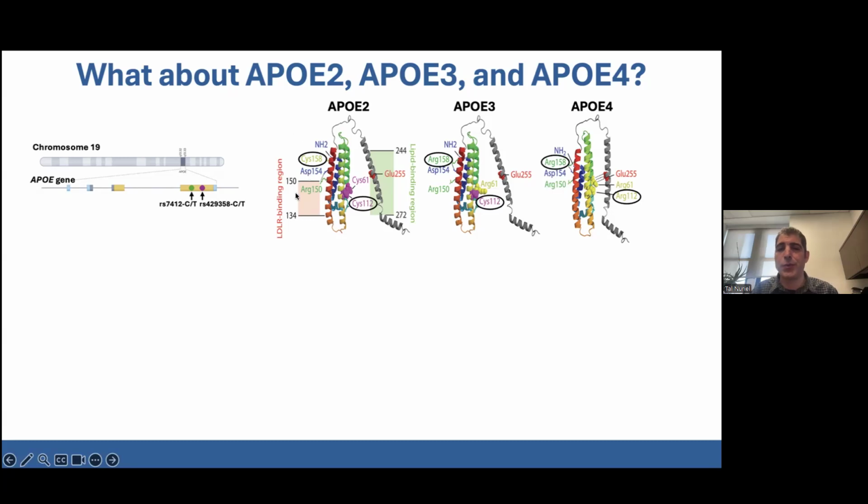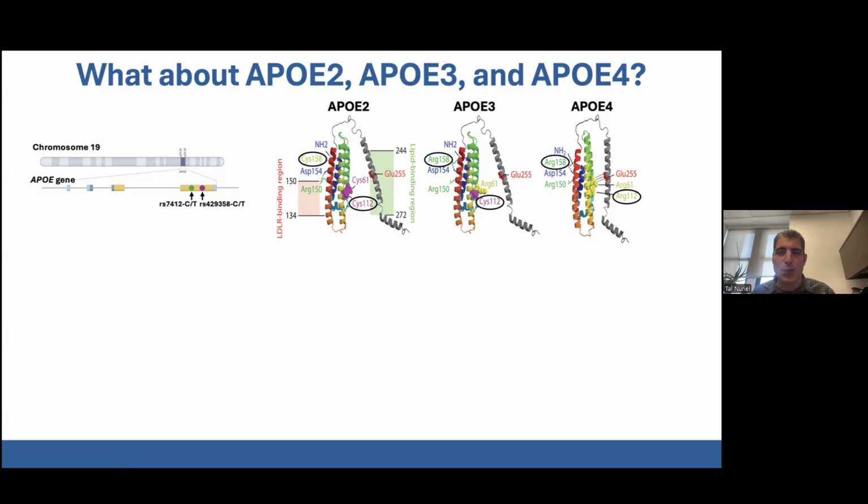So in ApoE2, it affects the receptor binding region, so ApoE2 doesn't bind as well to receptors. And ApoE4 causes this hydrogen bond to happen that creates this more closed conformation of the protein.